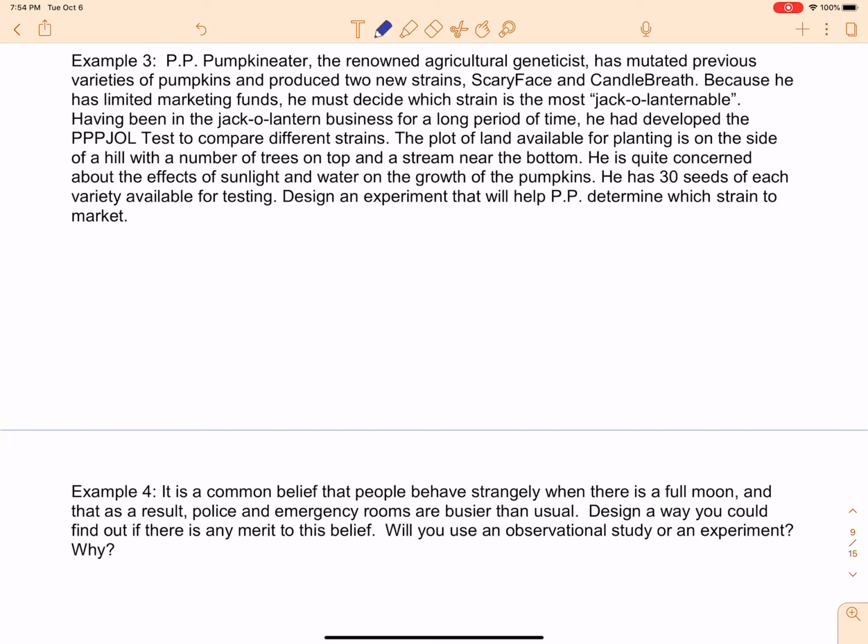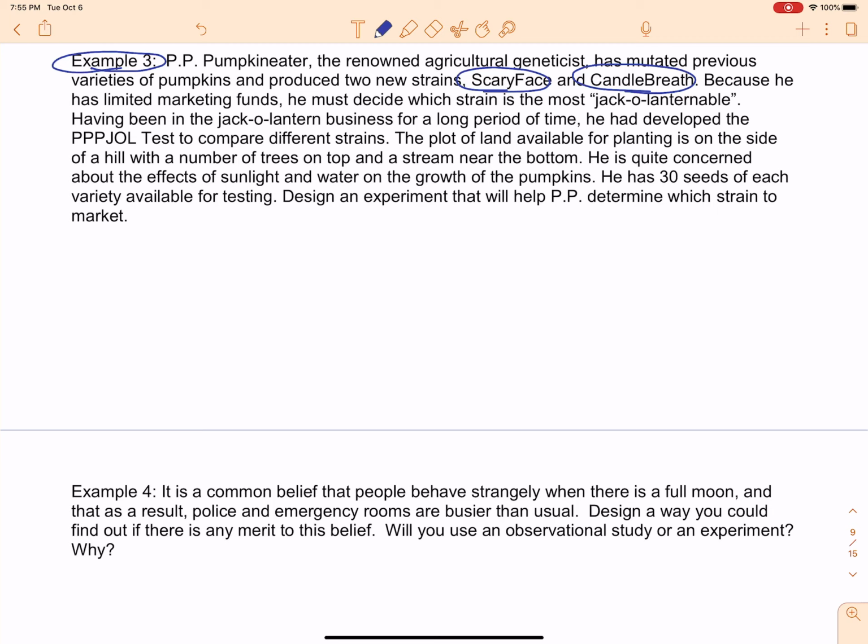All right, babies, we are going to look at example 3 here. This one is a little silly, okay, because it's October. So, of course, we have to talk about Peter Pumpkin Eater. He's a renowned agricultural geneticist, obviously. And, of course, he has mutated different pumpkins to see which one of them creates the best jack-o'-lantern. And, of course, Scary Face and Candle Breath are the two types that we're looking at here.